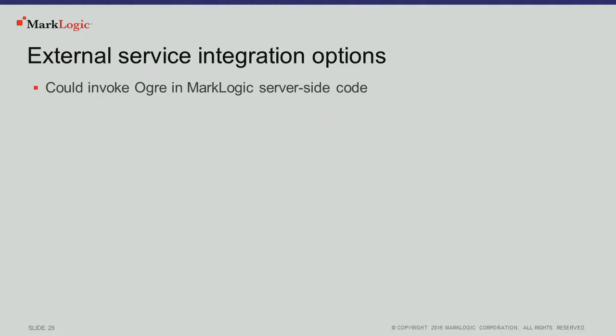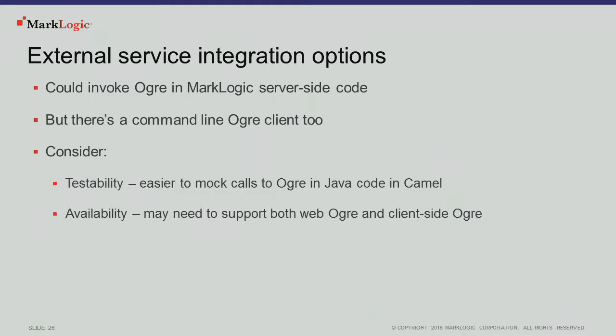So before I go through the demonstration, some of the options that we would consider for this integration: we could invoke Ogre because it's an HTTP service. We could invoke it very easily from MarkLogic. MarkLogic can talk HTTP very easily. But there is a command line client as well. And so this is something we have to consider in terms of where we actually want to put the call to an external service. And a couple things that I consider when I'm looking at this decision. One is testability.